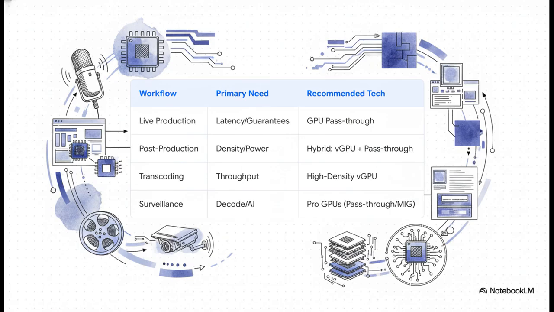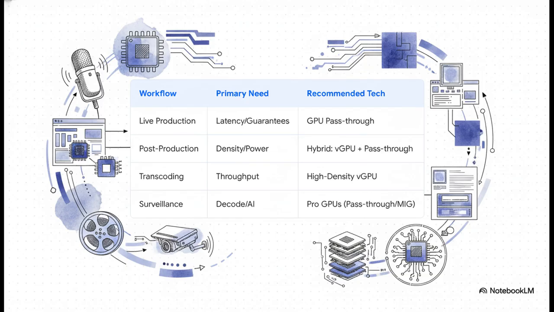The whole strategy boils down to one simple idea. Match the tech to what you actually need to do. Need rock-solid, low-latency performance for a live show? Go with GPU pass-through. Need to chew through a mountain of files for transcoding? High-density vGPU is your friend. It really is about picking the right tool for the job.